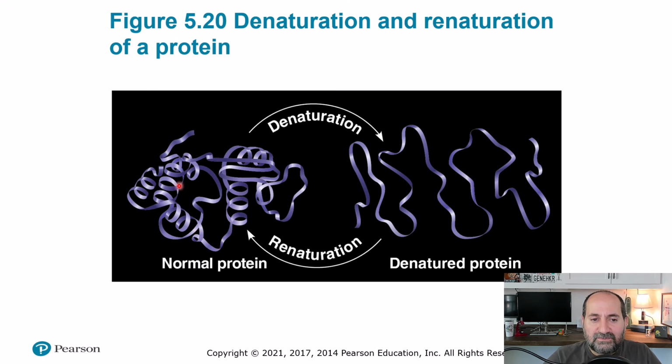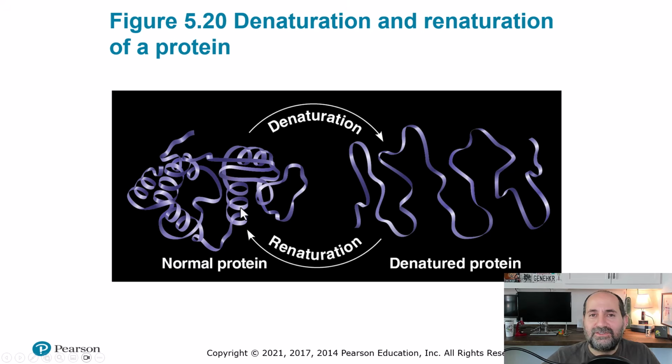Well, what if I expose this protein to those environmental factors or chemical factors, like pH extremes or temperature? Then I can cause my protein to denature, right? And it becomes denatured, and that means my protein has lost function. Does that make sense? When a protein denatures, it loses function. And once a protein denatures, it does not typically renature.